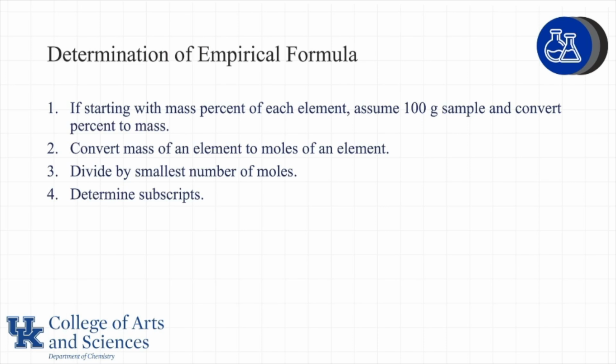First, we are going to assume a 100-gram sample and convert the percentages to mass. We could choose any mass we want, but choosing 100 grams makes it easier since a percent is based on 100. Next, we'll convert the mass of an element to moles of that element. We'll divide by the smallest number of moles, and finally determine the subscripts for the empirical formula.